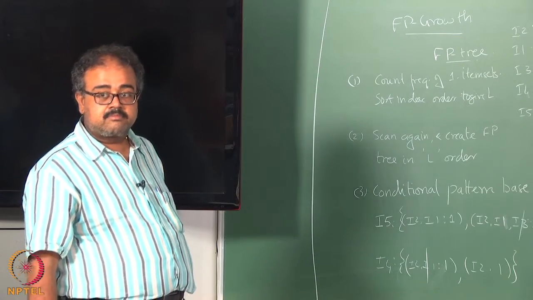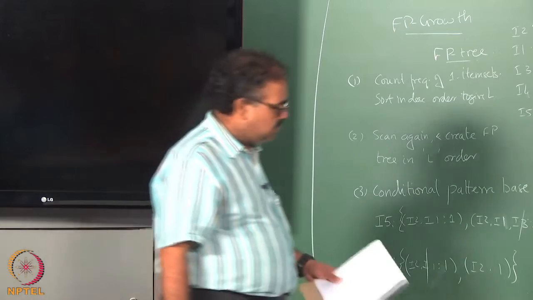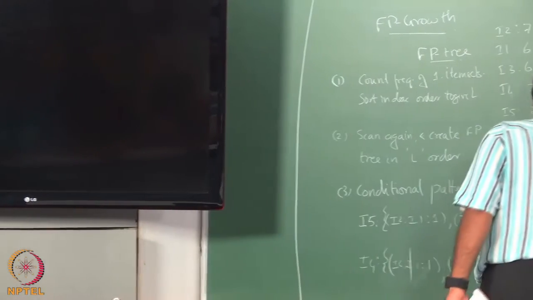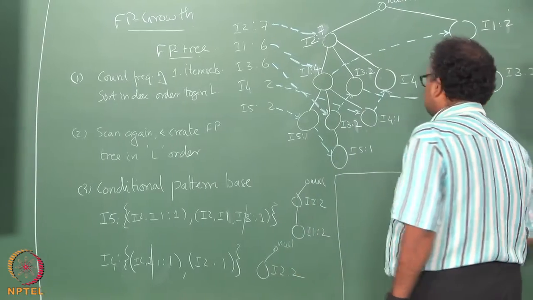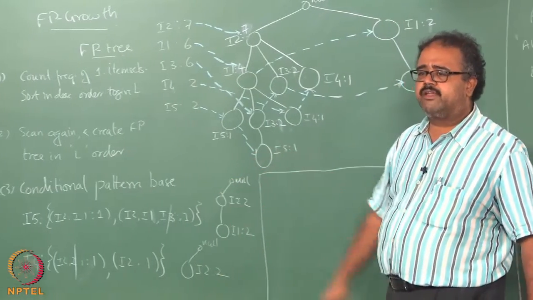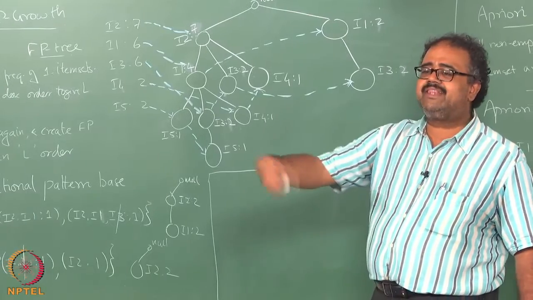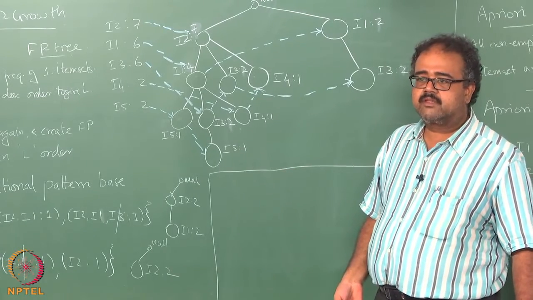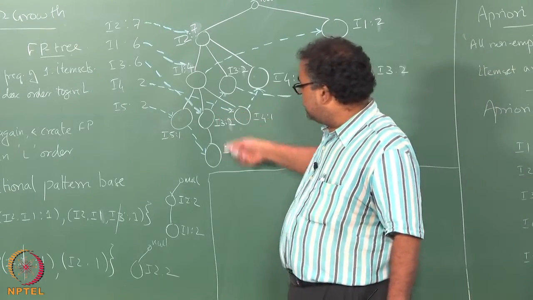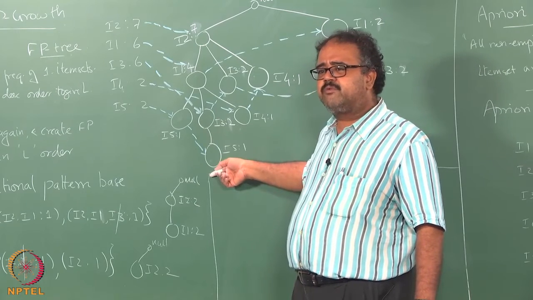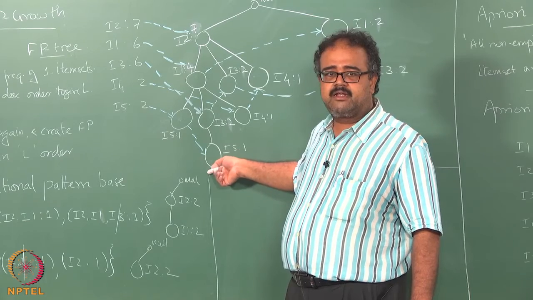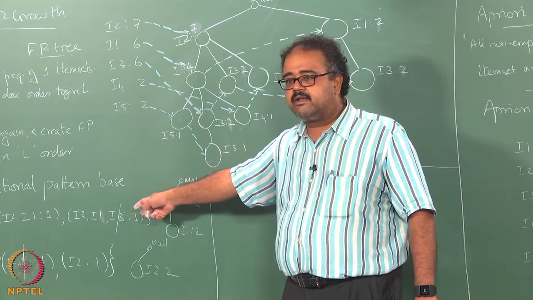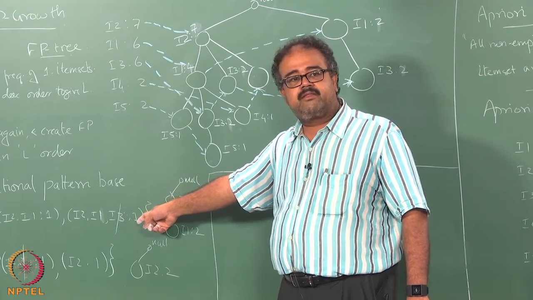We ignore all the candidates. So the nice thing is now I can ignore I4 and I5. Now I want to go to I3. If you look at it, there is something beyond I3, but I do not have to worry about it. If this was part of a frequent pattern, I would have already got it when I went back from I5.